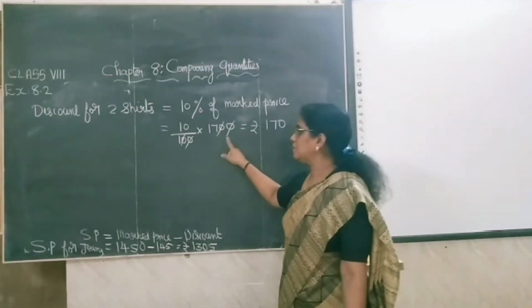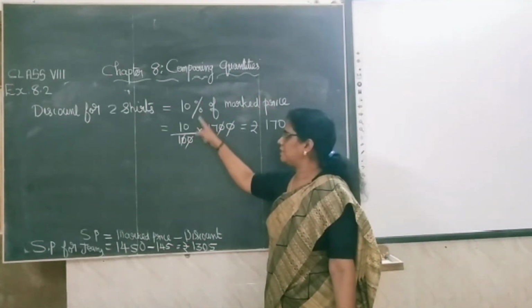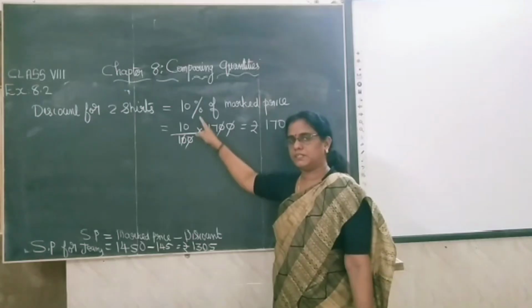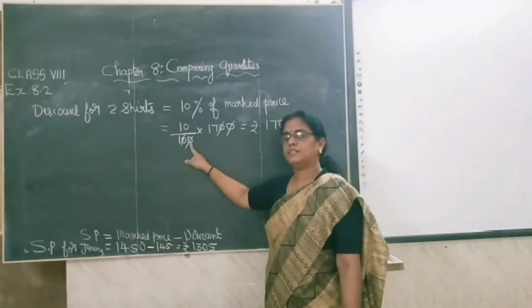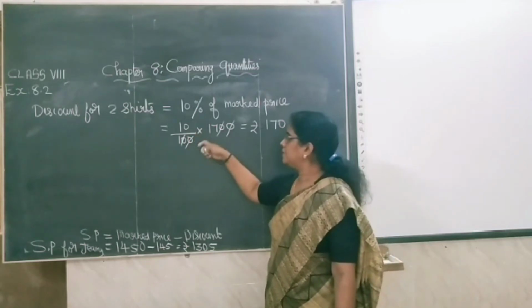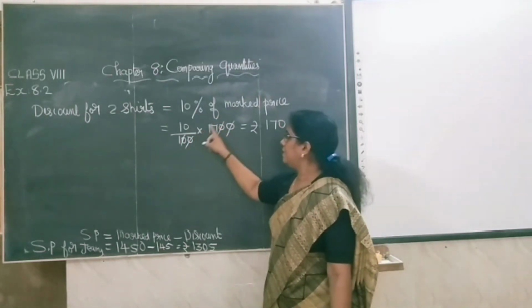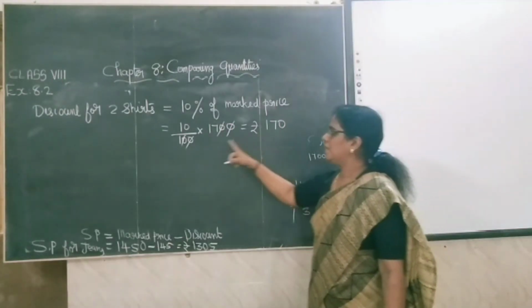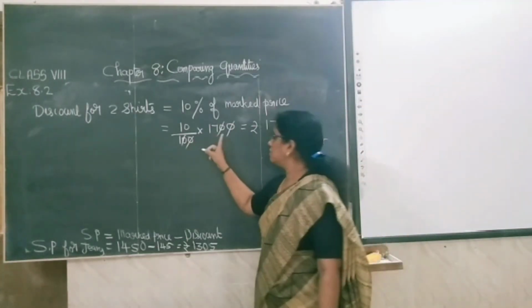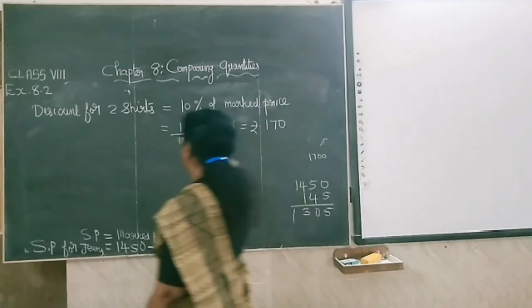Shirts is 1700. So 10% means 10 by 100. Percentage symbol, first you have to remove by writing 100 at the denominator. So 10 by 100. Of means multiple sign. Then mark price of two shirts is 1700. And when you cancel two zeros, this becomes rupees 170.